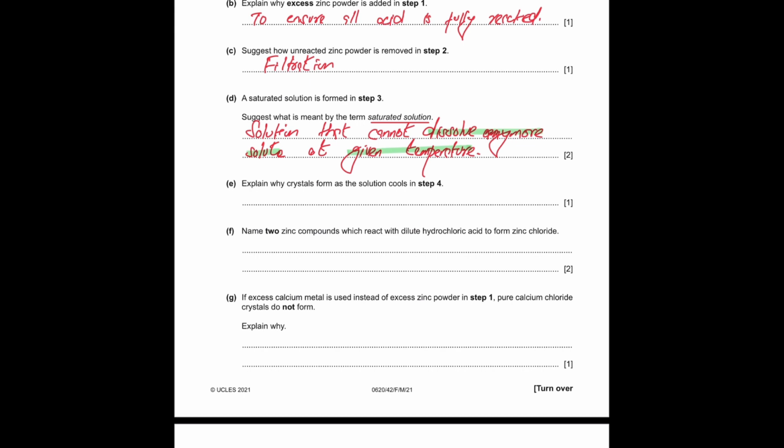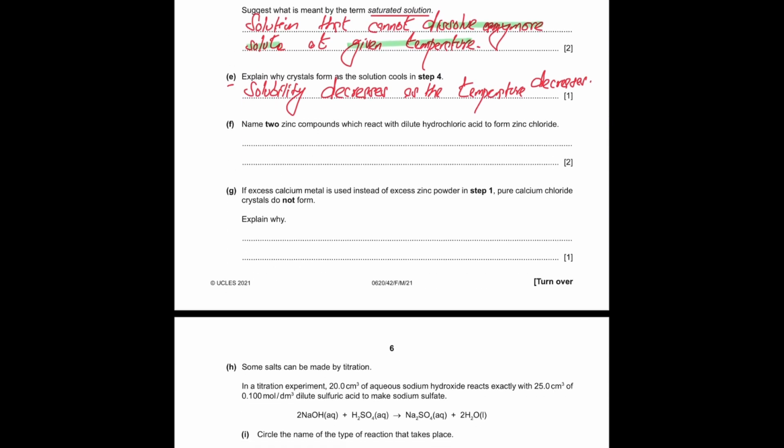When you increase the temperature, the solubility increases. When you decrease the temperature, the solubility decreases. Next, in part E, explain why crystals form as the solution cools. You know that on cooling, solubility decreases as the temperature decreases.